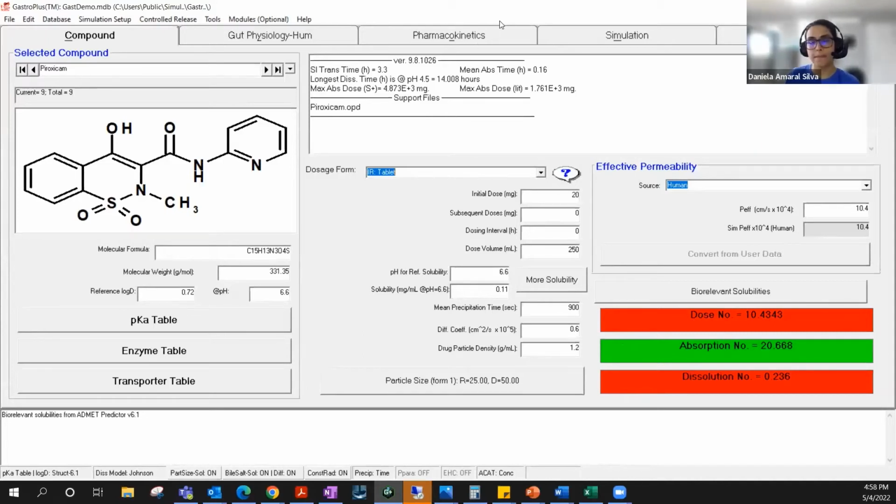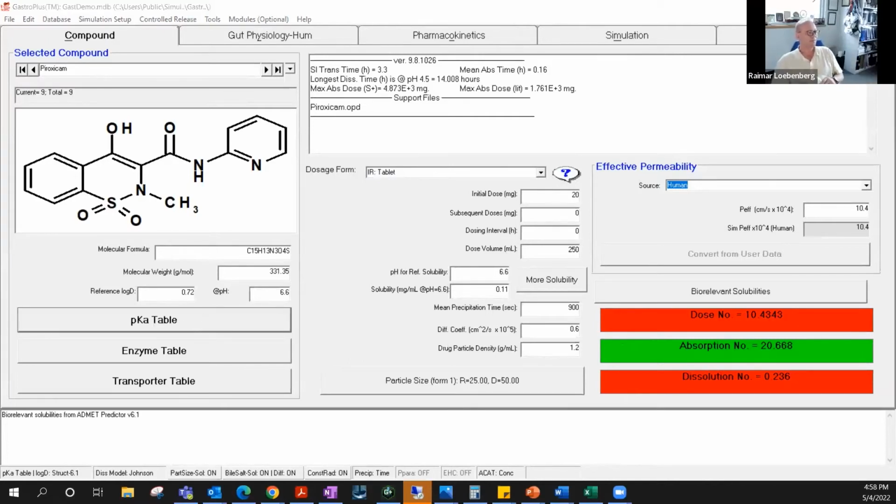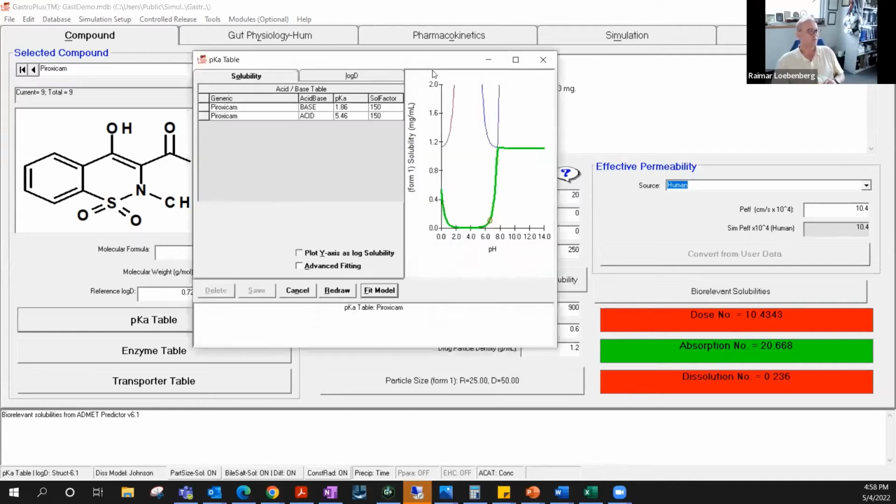So the next thing we looked at was the pKa table on the right side. And we show the students what we see when they click on this. Here we see two main tabs. The first one is the Solubility tab. Since you see in the table there are pKa values given, depending on the physicochemical properties of a drug, its solubility can be pH dependent.